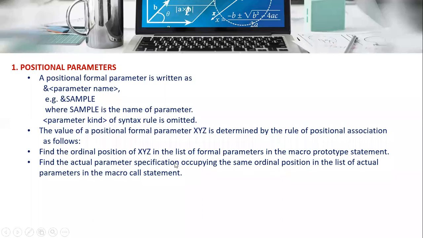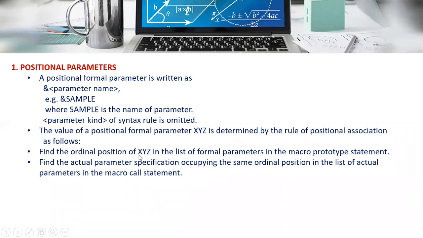When we write the macro, we write the name of the macro and the corresponding parameter names, and we mention the list of parameters at the point when we write the definition of the macro name. Now, we first need to find the actual position of the xyz parameters in the given macro prototype statement. The macro prototype statement is the name and the corresponding parameter list. Under that, we can use some model statements of that macro. Next is the actual parameter specification occupying the same ordinal position in the list of actual parameters in the macro call statement.